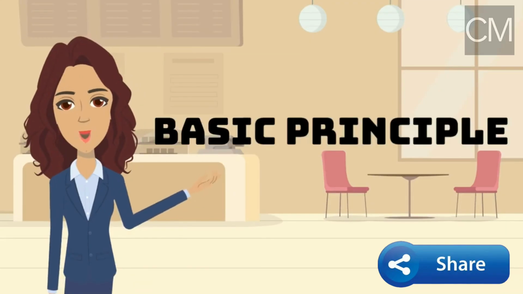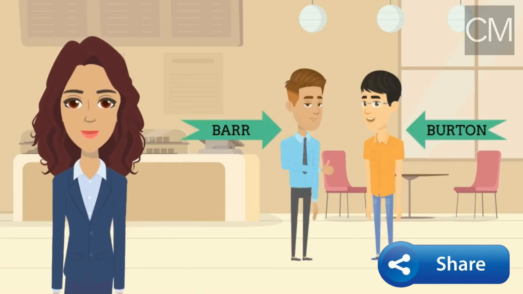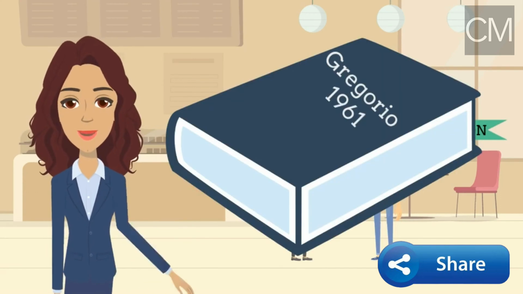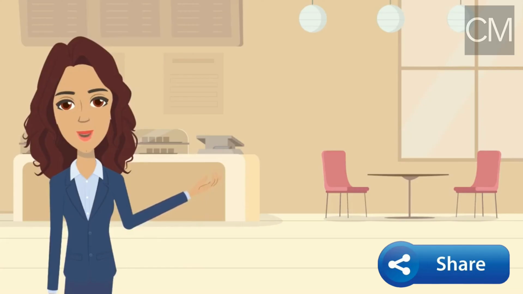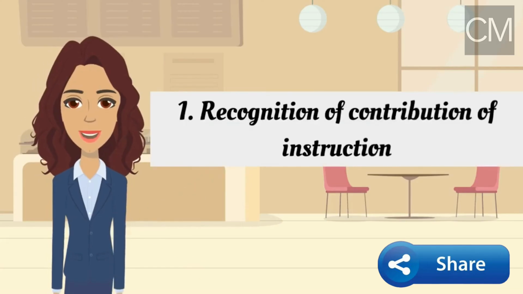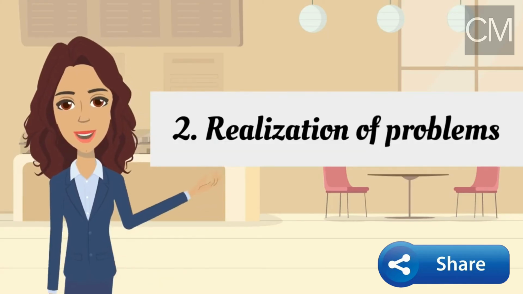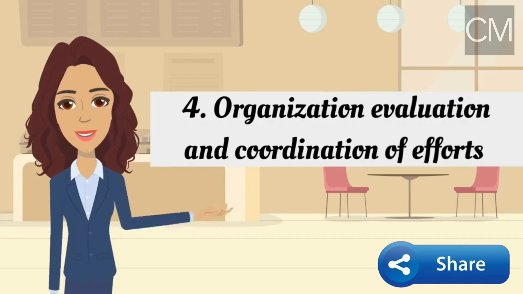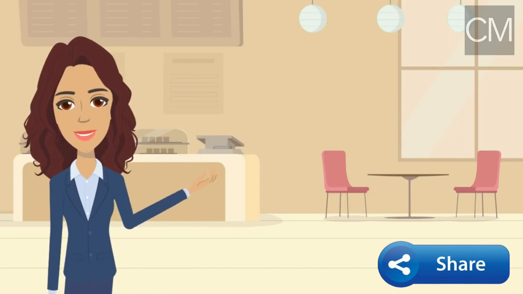The basic principles of cooperative administration and supervision, according to Barr and Burton 1943, as cited in the book of Gregorio 1961, apply the following. First, recognition of contribution of instruction. Second, realization of problems. Third, general encouragement and conservation of contribution. And lastly, organization, evaluation, and coordination of efforts.